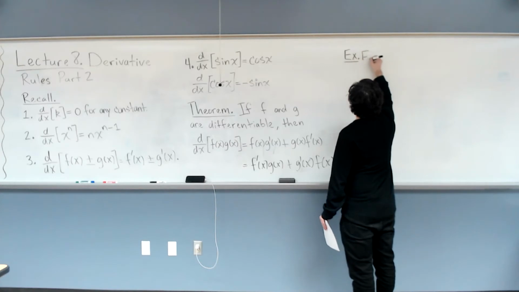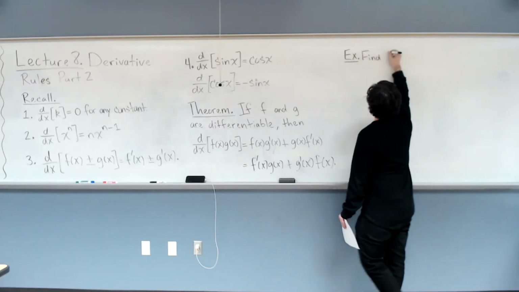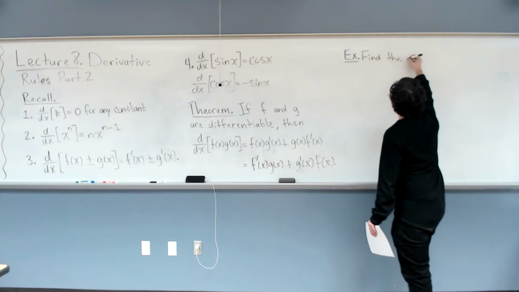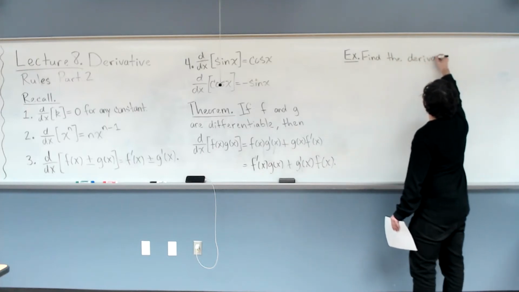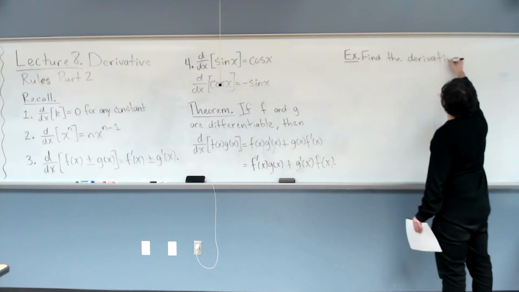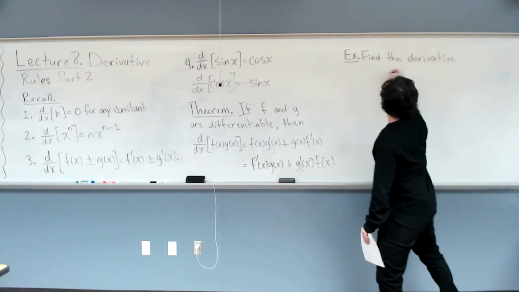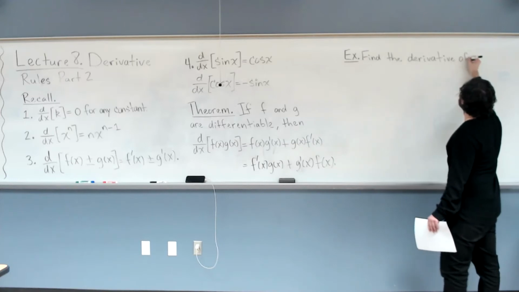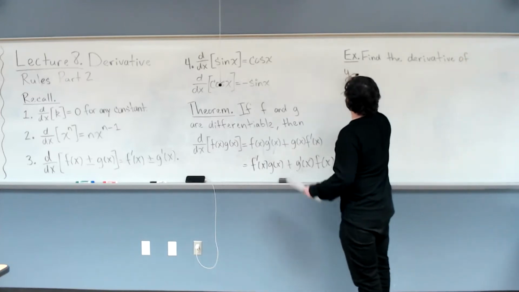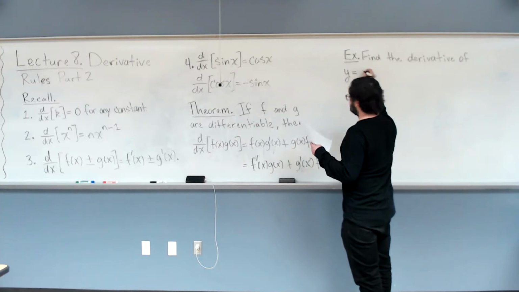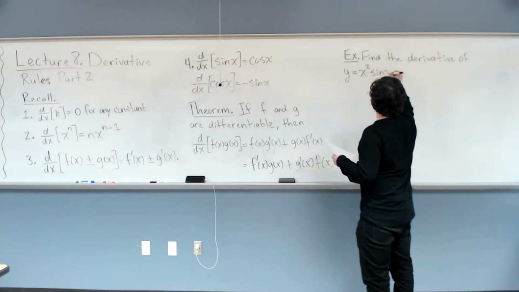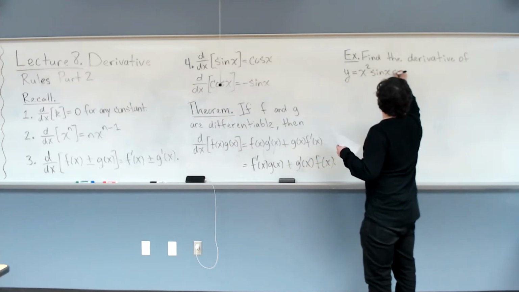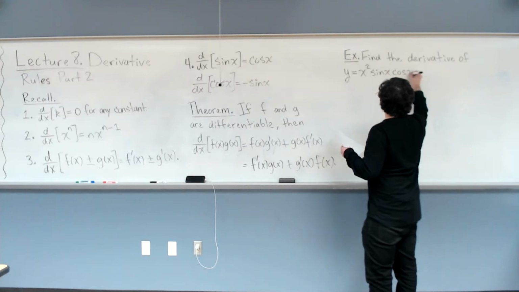So find the derivative of, what example do I have? y equals x squared times sine of x times cosine of x.